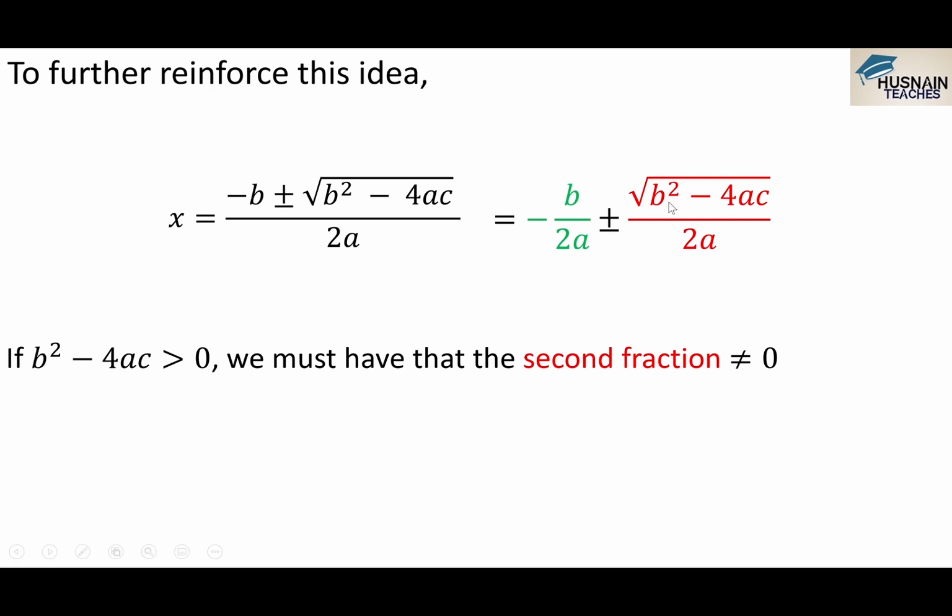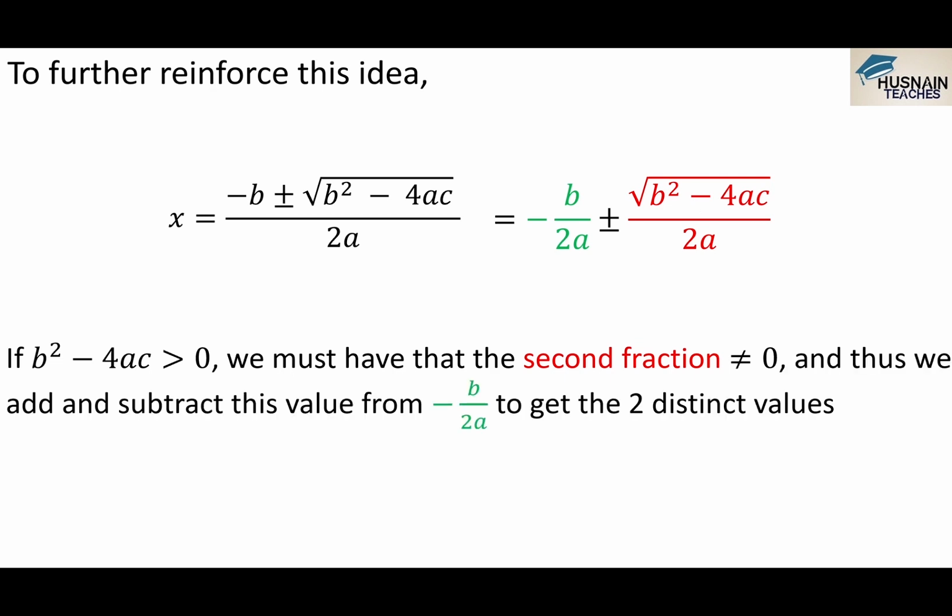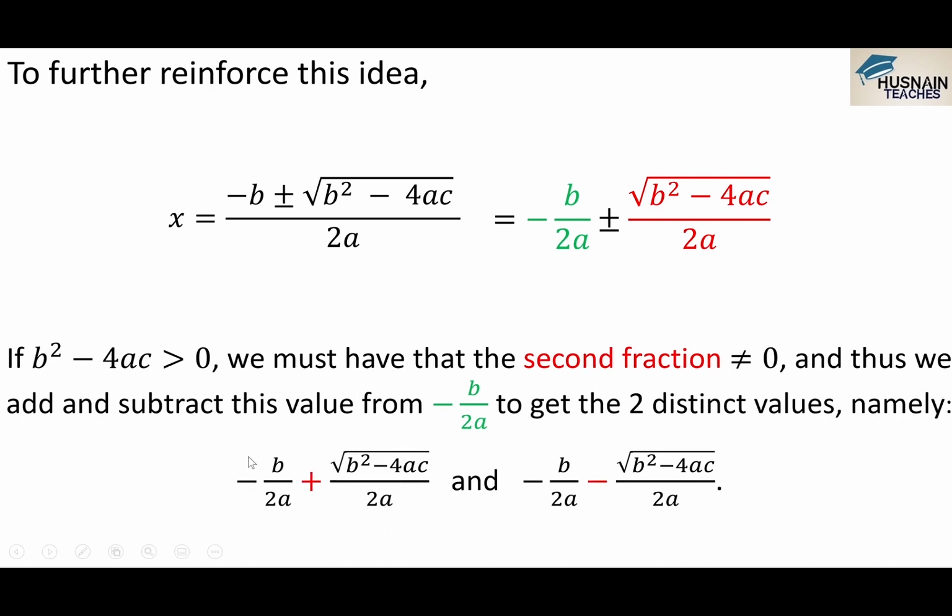Because if the discriminant is positive, and we square root this number, we get another number, and we divide by 2a, we still get another number. So this definitely can't be 0. And so we add and subtract this value from minus b over 2a. That's how we get these two distinct values. One of them is where we add this second fraction, and the other one is where we subtract the second fraction. We're always going to get two distinct solutions because, remember, this second fraction, as we said, was not equal to 0.